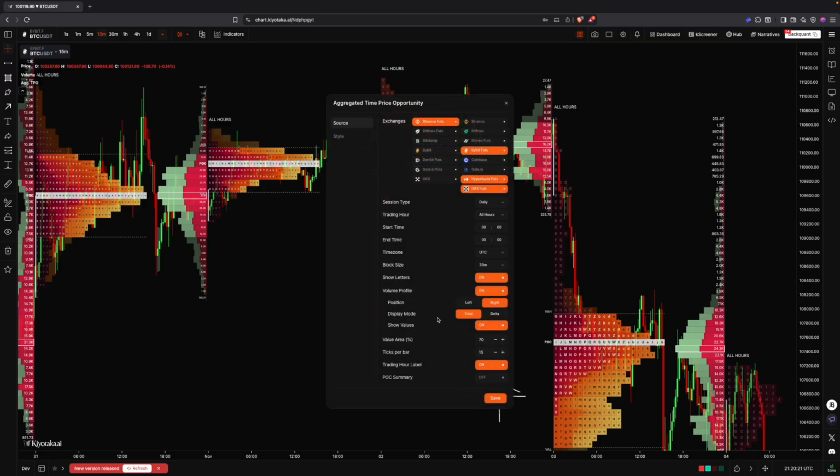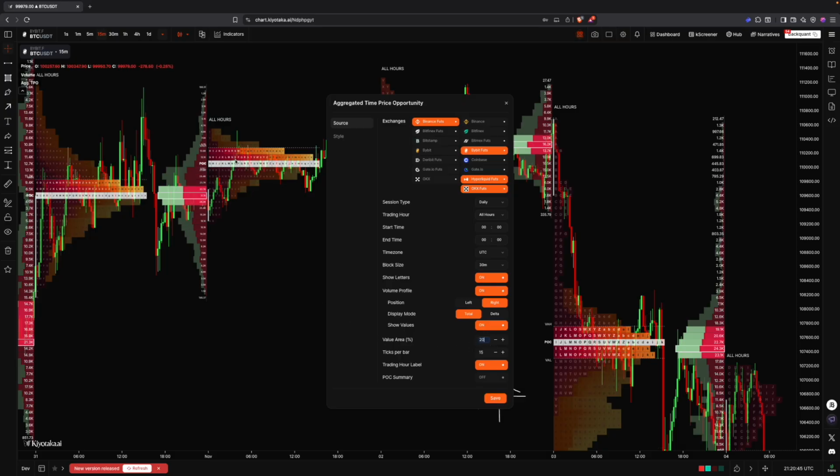And next up, we've got our value area. This is a percentage. What this will do is allow you to change what percentage of trading activity is contained within your value area. We talked about the normal distribution and the first standard deviation of price. So I leave this on 70, but you can feel free to change this to whatever you want. If I change it here to 20, you'll see that the value area gets a lot narrower.